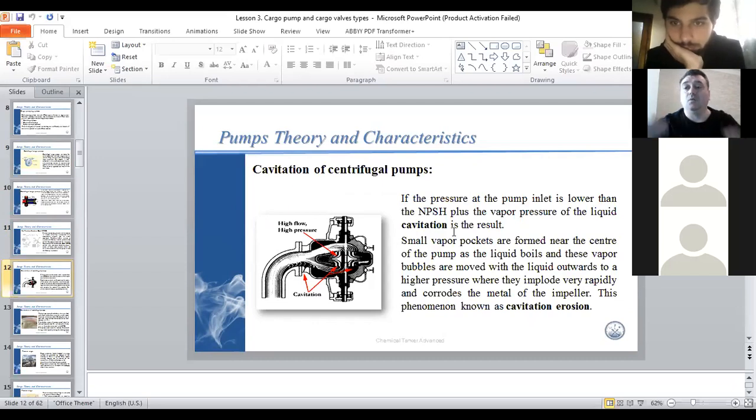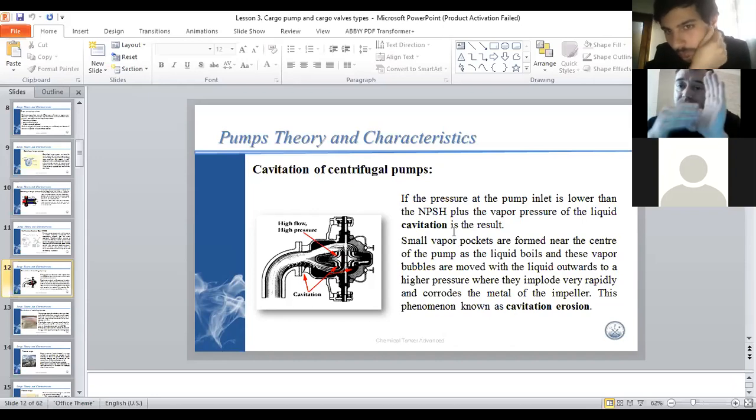Yeah, so when the fluid is going through the impeller and passing through the impeller, the fluid has its own bubbles of air. And when these bubbles of air collapse, they are taking material out from the stainless steel, from the cast iron, doesn't matter, and they are damaging the material.